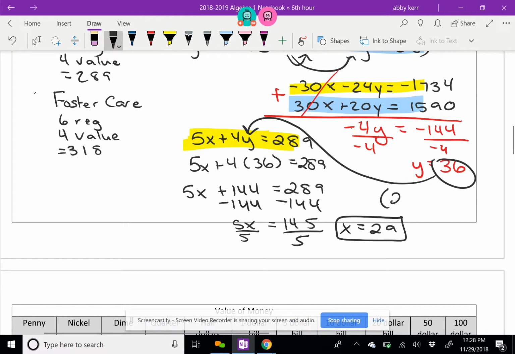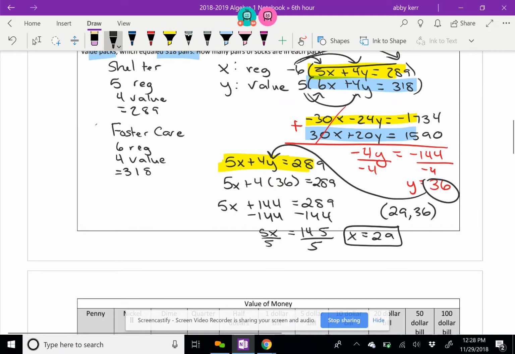So the ordered pair is 29, 36, but that's not anything in this problem. We need to explain what the 29 and the 36 mean. So if you go back to the unknown, you can say there are 29 pairs of socks in the regular pack and 36 pairs in the value pack.